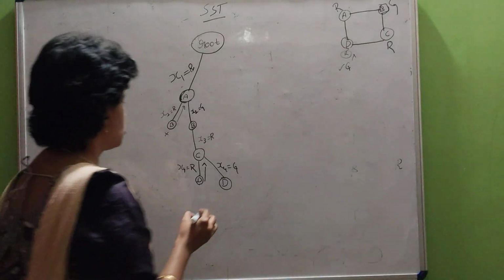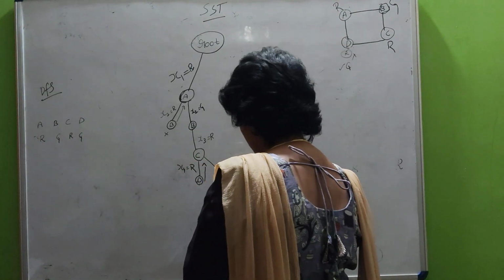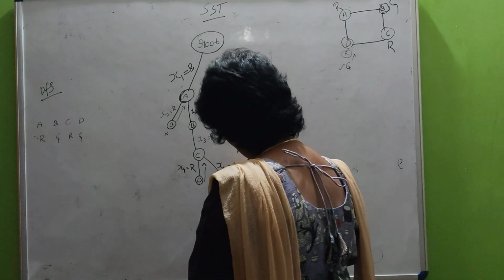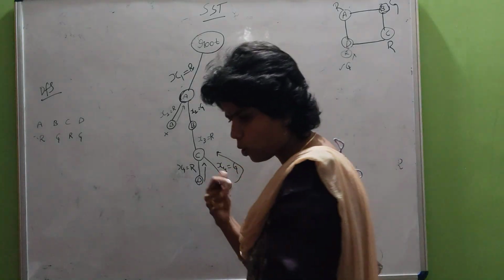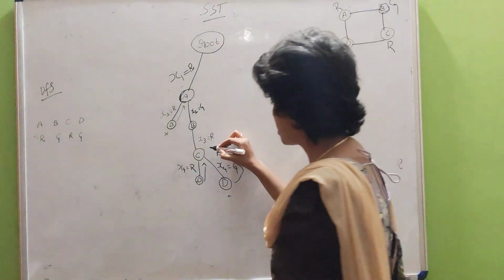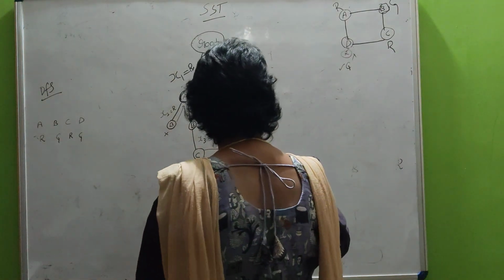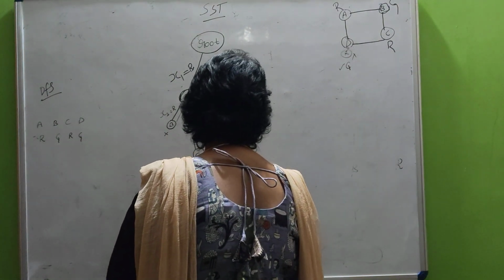This is one solution. Now after this, even if you find a feasible solution, you need to backtrack until finding all possible solutions. That is the main thing about backtracking. Now D.